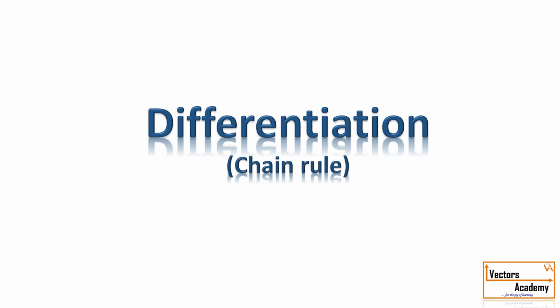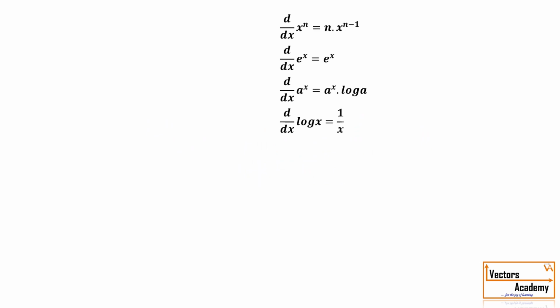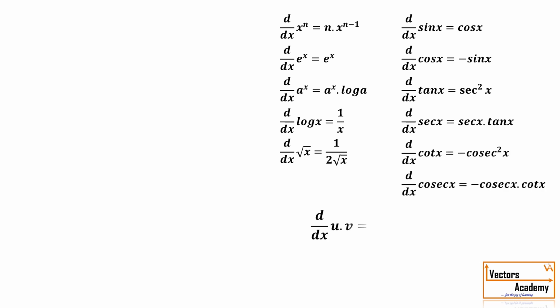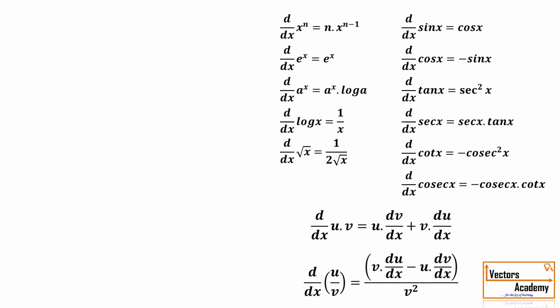Hi. So let us understand what a chain rule is and how it is used in differentiation. Before moving on to this, we should know the basic formulas of differentiation. These are some basic formulas that you should know before moving further. And also we have studied the UV rule and the U by V rule. We'll just have a quick example based on the UV rule.